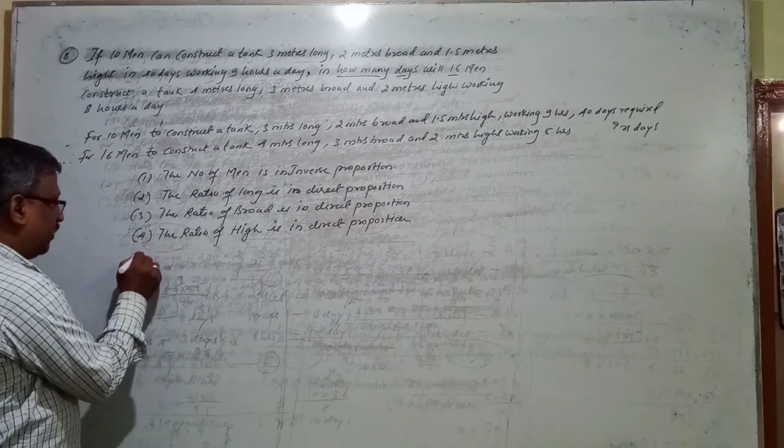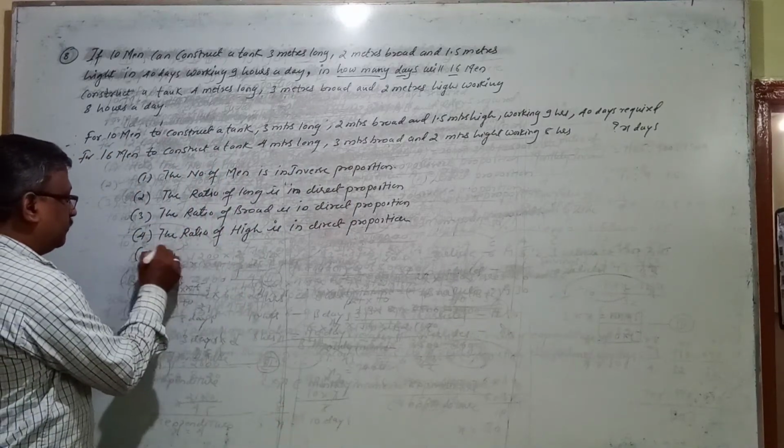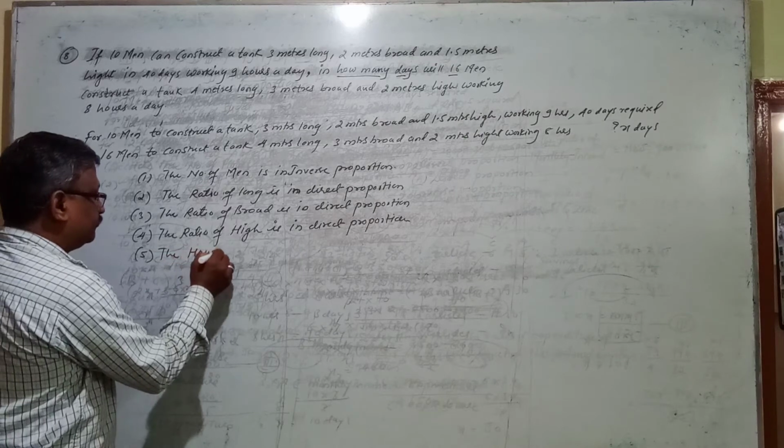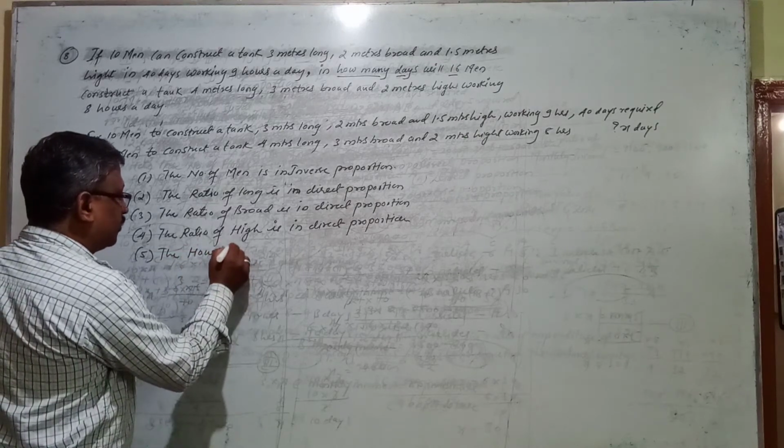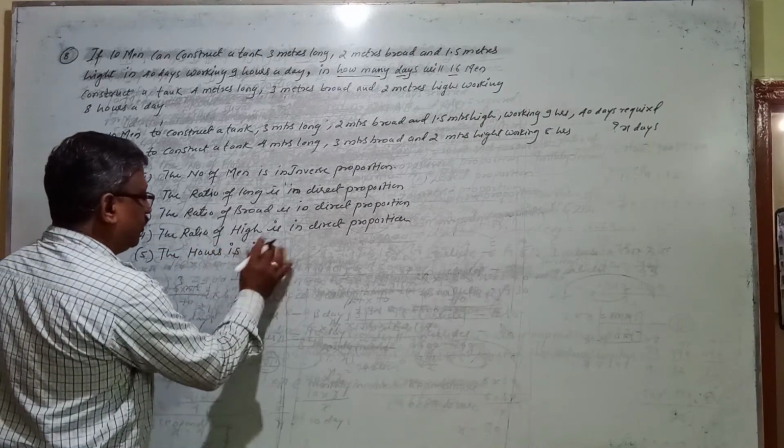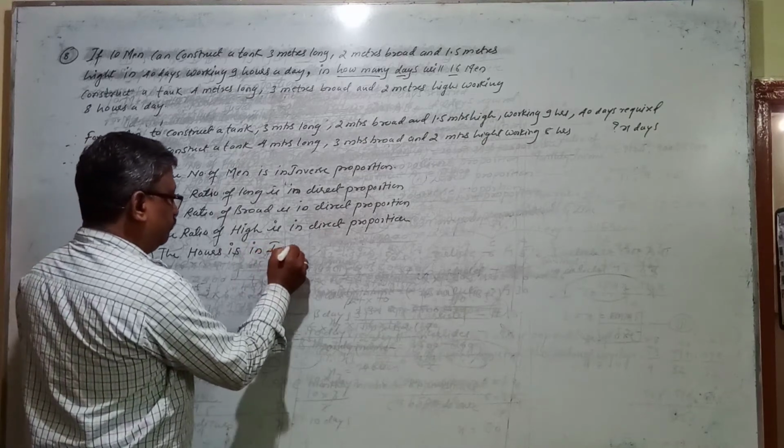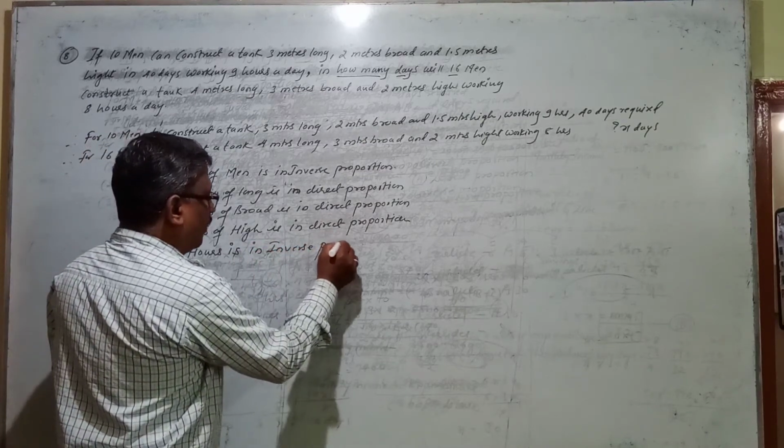So put the last number, 5, and write there: the hours is in inverse proportion.